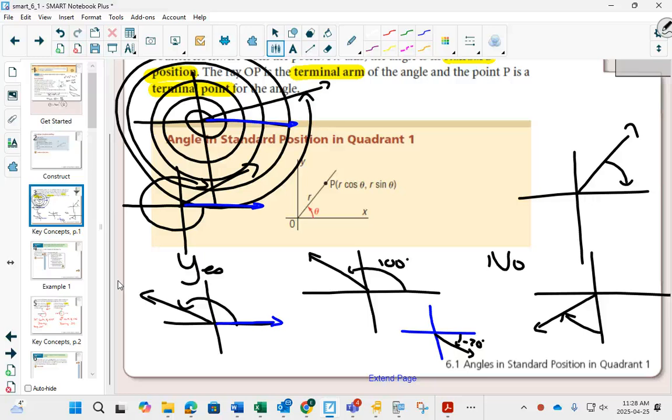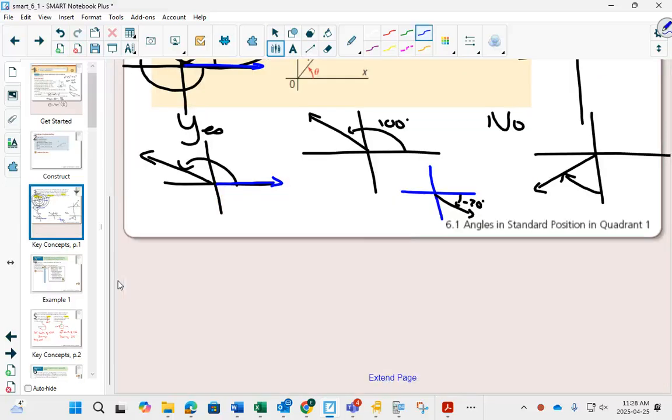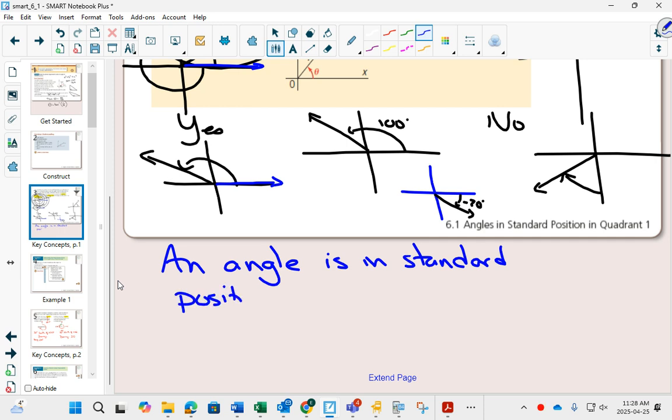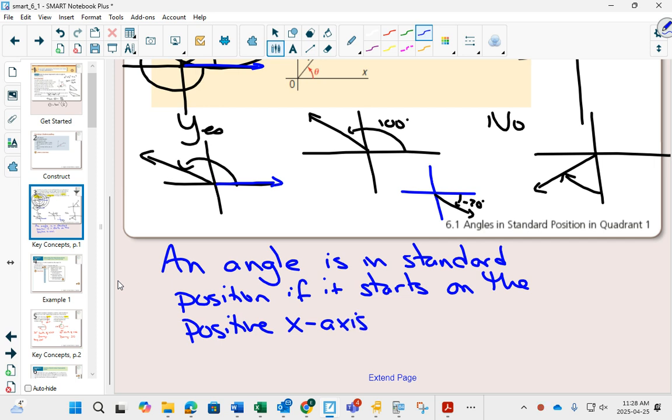So first of all you need to write down: an angle is in standard position if it starts on the positive, not the negative, x-axis. So we should have probably had an example here. This is another no. It starts on the x-axis, but not the positive x-axis.